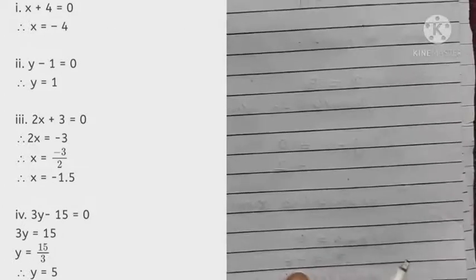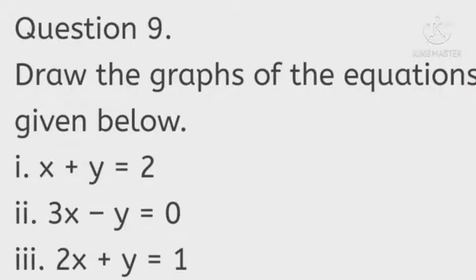Now to the next part, that is question number 9. Okay. Question number 9 is: draw the graph of the equations given below. We have to draw the graph of these equations. The first one is x plus y is equal to 2. Second is 3x minus y is equal to 0, and the third one is 2x plus y is equal to 1.